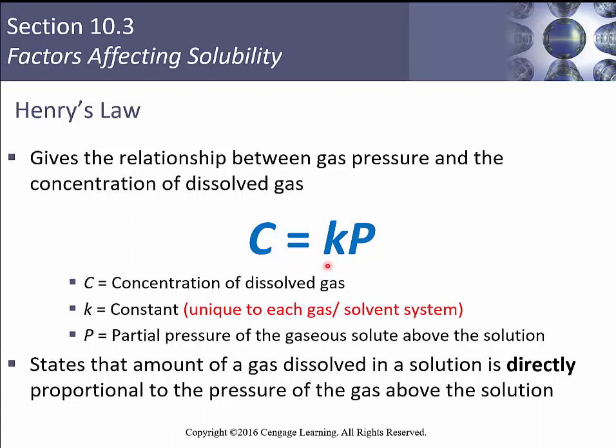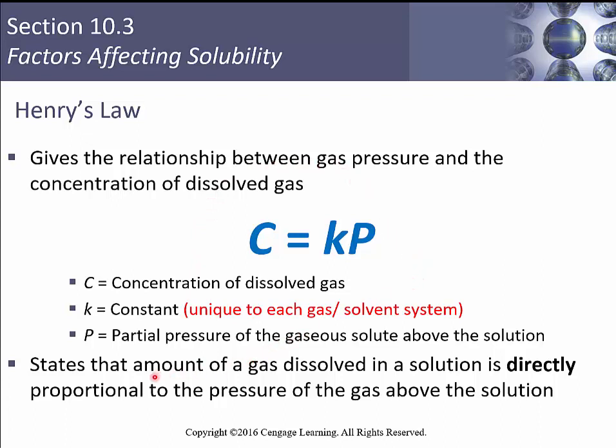It depends on what the units of k are. Our pressure is usually going to be in atmospheres. And k is going to be unique to each gas and solvent system. So k is going to change if you go from carbon dioxide to oxygen, dissolving it in water, and it's going to be a different value if you're looking at oxygen dissolved in water versus oxygen dissolved in, say, ethanol.